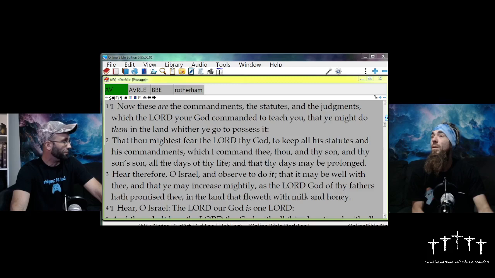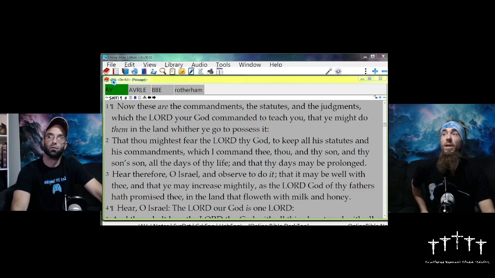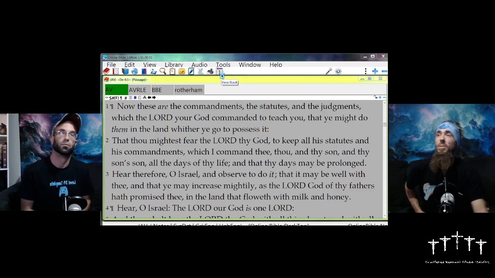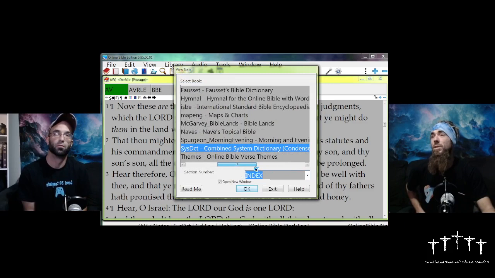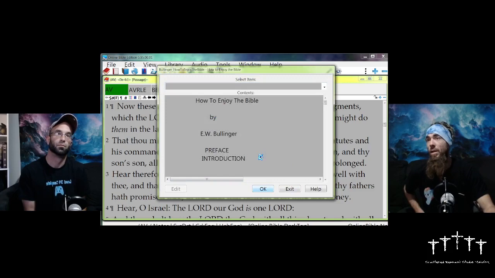I'm going to pray us in, but before I do that, we are on the page that we were on when we finished doing the blessings and keeping with the word earlier. So what I'm doing is opening up the tablets. It's that button that Josh added. That's our books. We're going to go into books and scroll over to Bullinger, How to Enjoy the Bible. We're going to double click that.